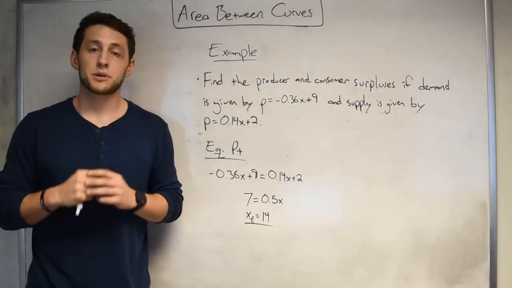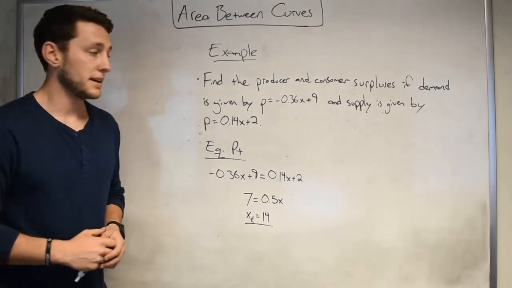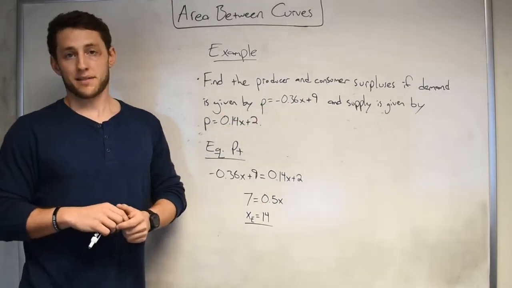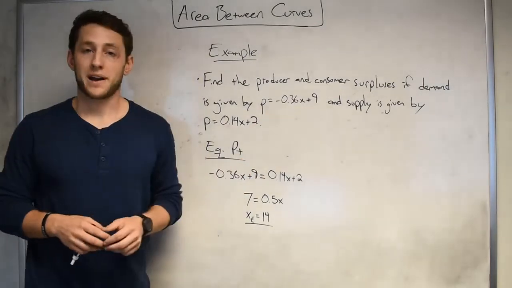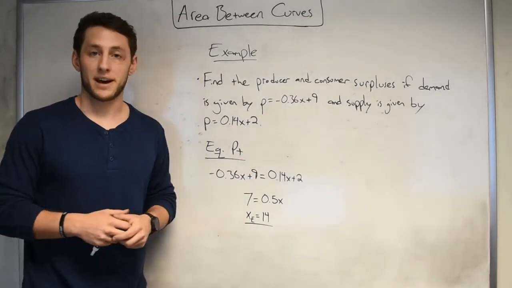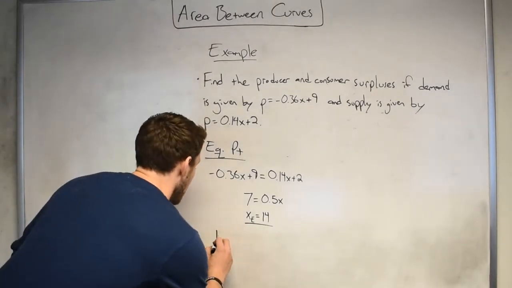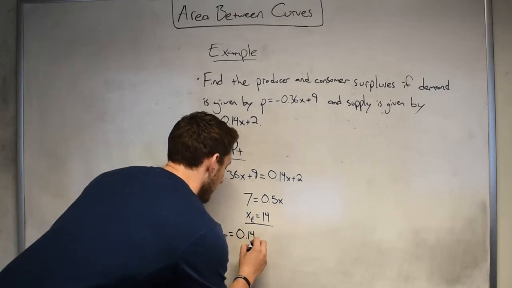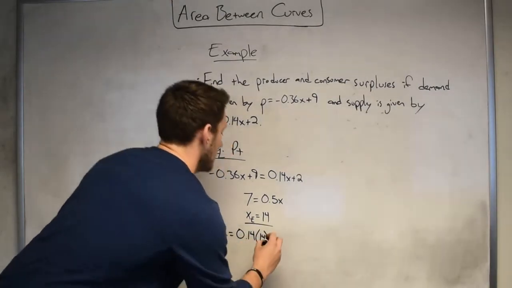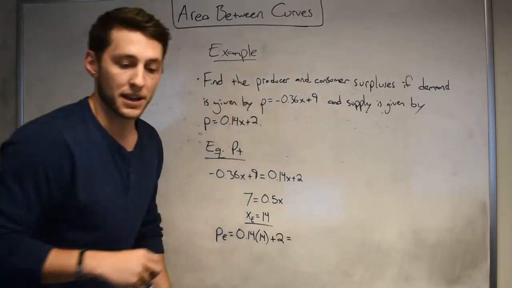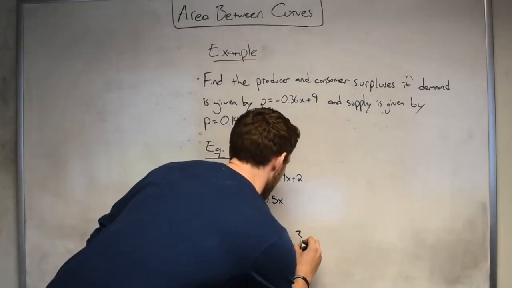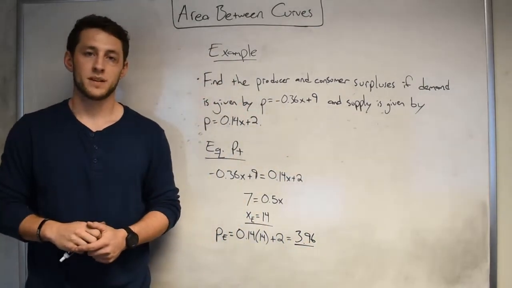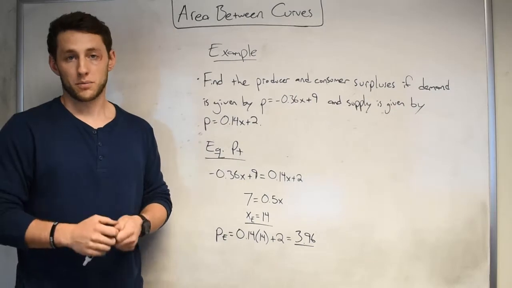Now in order to get our equilibrium price, plug in the equilibrium quantity to either your demand or your supply function. The reason it will give you the same answer is because we just solved for where those two graphs intersect, so they should have the same x and y value. Plugging in to, let's say, our supply function, 0.14 times 14 plus 2, we should get an answer of 3.96. That's our equilibrium price. From here, we just need to plug into our formulas appropriately.